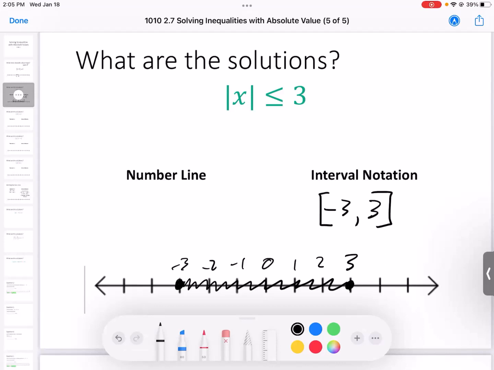If it had just been the absolute value of x is less than 3 and it didn't have the option for them to be equal to, then you would use round brackets to show that you could do -2.9 or -2.999, but you couldn't do -3 itself. So round brackets mean you can get really, really close to the number, but not the number itself. Square brackets mean the number itself is a solution.